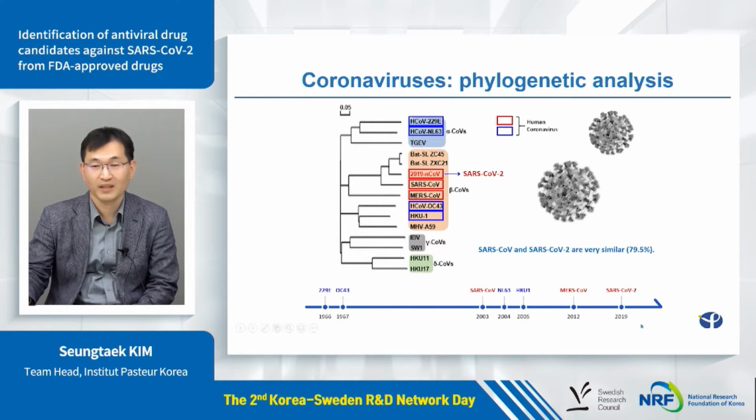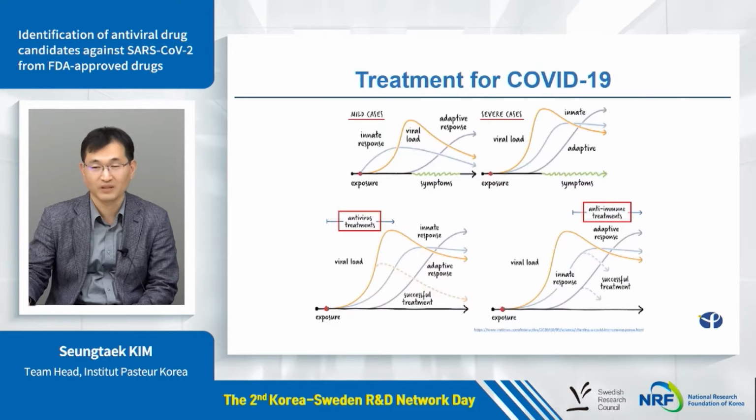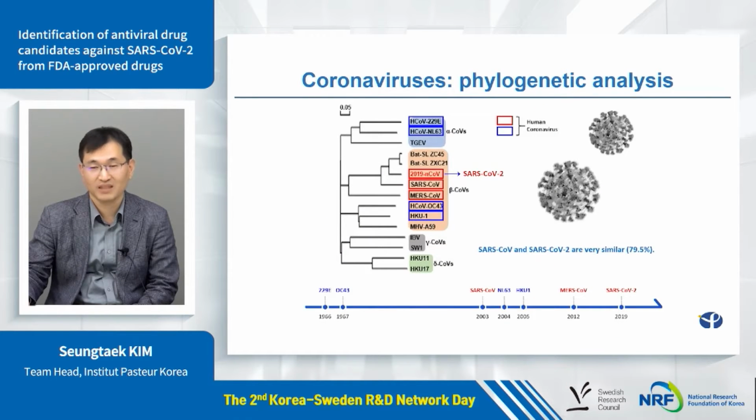Okay, let's look at the phylogenetic tree of coronaviruses. There are 4 coronavirus groups: alpha, beta, gamma, and delta. So far, a total of 7 human coronaviruses have been reported. I marked these 7 human coronaviruses in 2 different box colors.